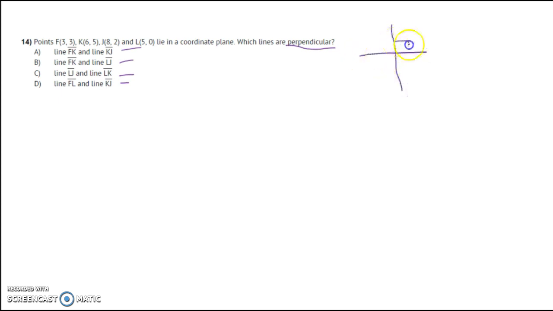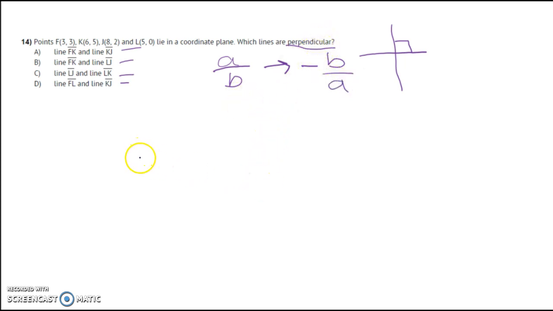It also means that their slopes are opposite reciprocals. Opposite reciprocals means that if the slope of one is, say, A over B, then the perpendicular line has a slope of opposite, which means change the sign. So if it was negative, it's positive. And if it was positive originally, it will be negative. And then reciprocal, flip the fraction. So if they have slopes that are opposite reciprocals, that would mean they're perpendicular.